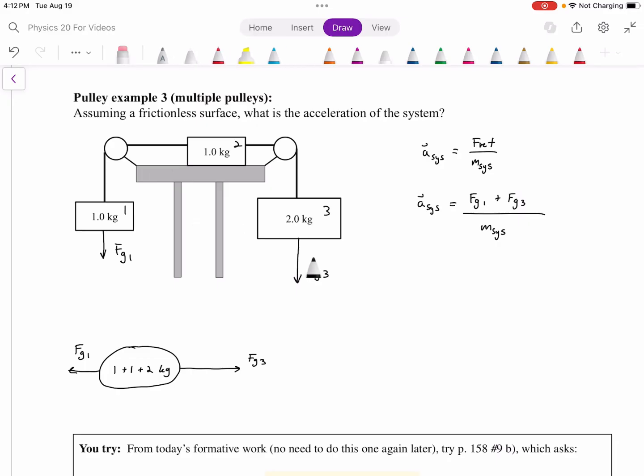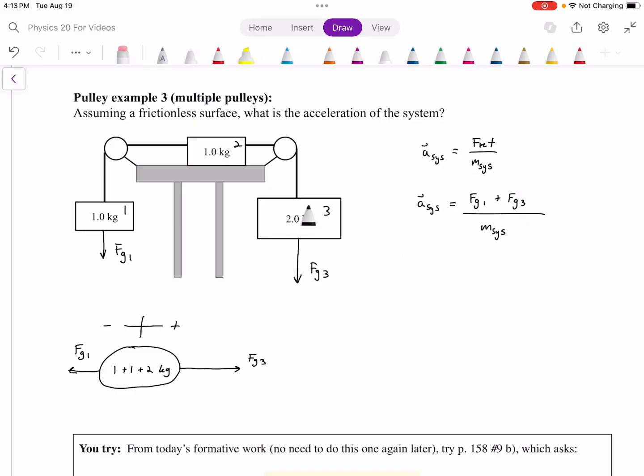Is Fg3 going to win or is Fg1 going to win? Right, Fg3 is going to win. In this case, because it's a larger force, right? This is 2 times 9.81. This is only 1 times 9.81. So we're going to define this direction as positive. So it seems a little odd maybe at first, but it is possible in a question for gravity to be positive 9.81 for one force and then negative 9.81 for the other force.